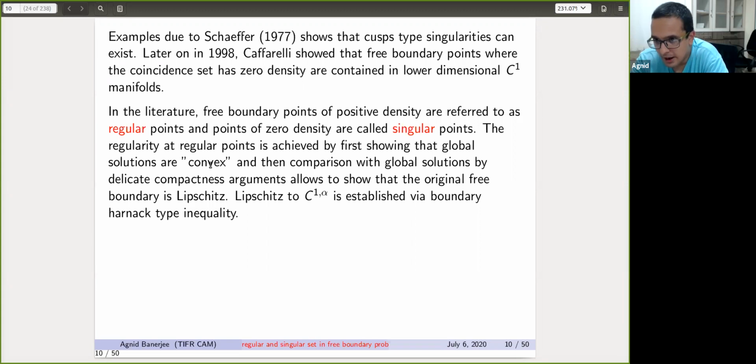And if you write it as a graph, you can just immediately read off from there that the free boundary can be represented not just by a Lipschitz graph, but by a C1 alpha graph.